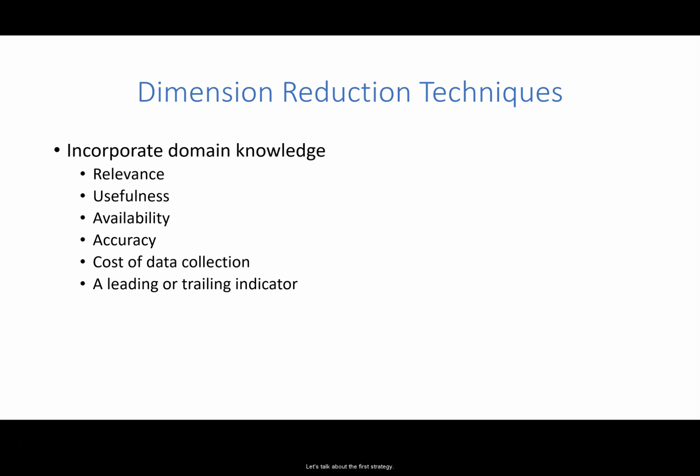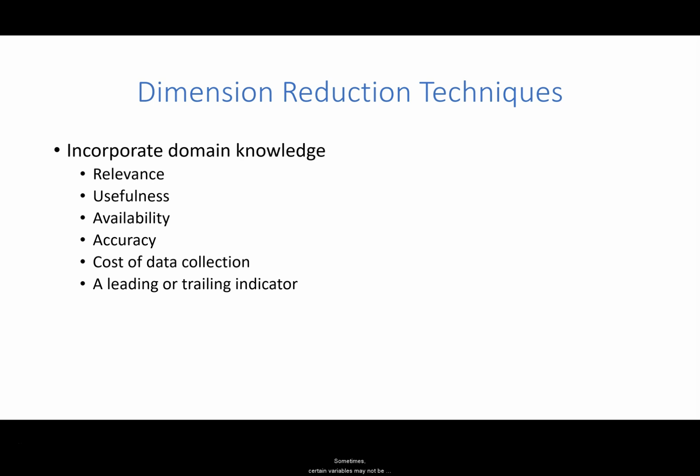Let's talk about our first strategy, incorporating domain knowledge. The first step in dimension reduction is to remove irrelevant variables from the dataset. That is best achieved through domain knowledge about the unique business problem that you are trying to solve. A subject area expert can usually tell you if you are looking for answers in the wrong places. Get the help of an expert if you are unfamiliar with the subject area to tell you if the variables are relevant to the problem or if they are useless to answering your questions.